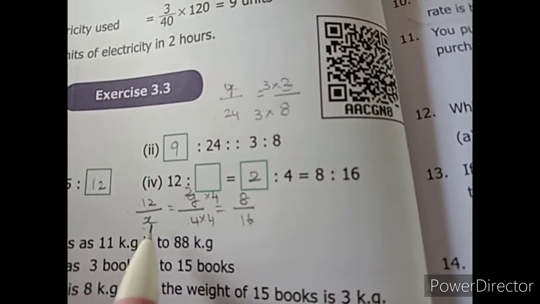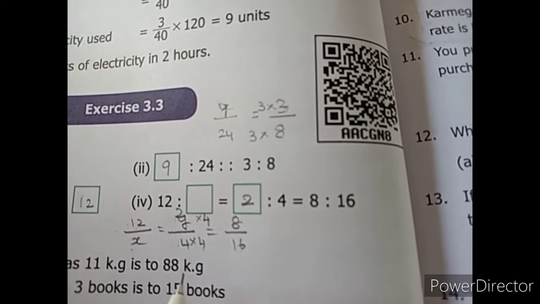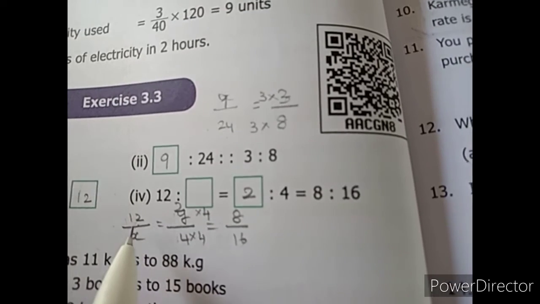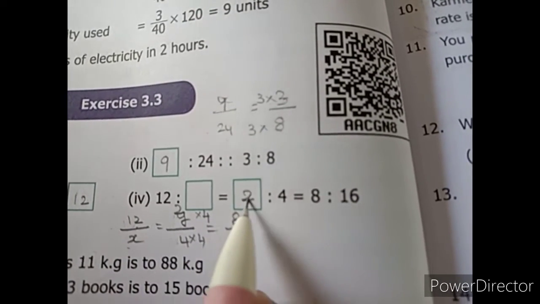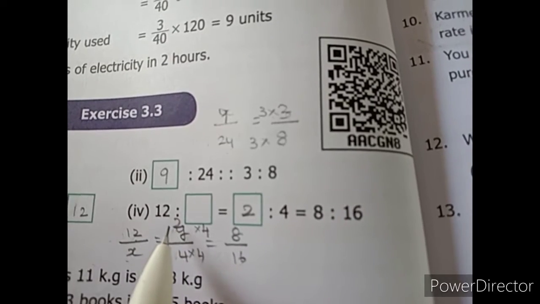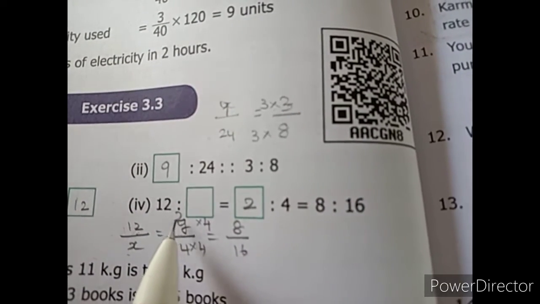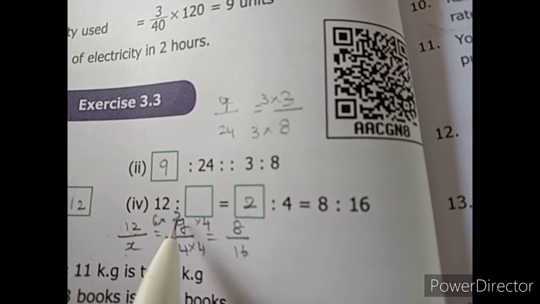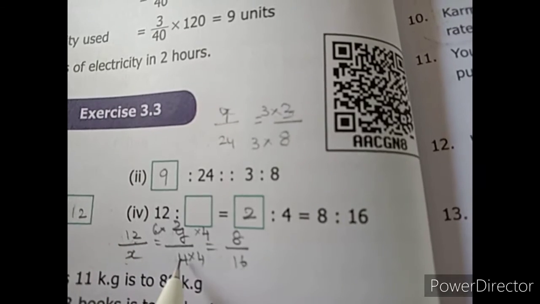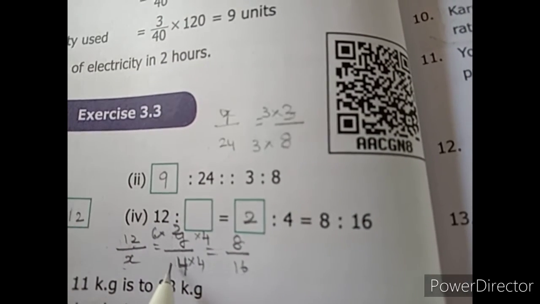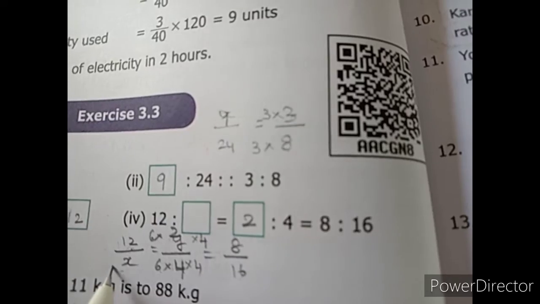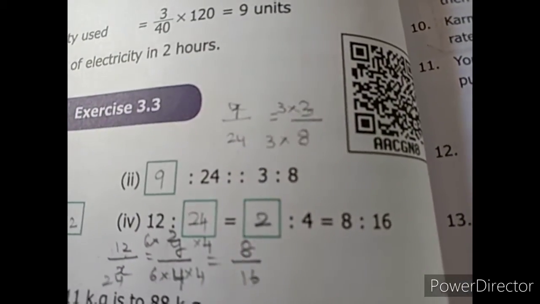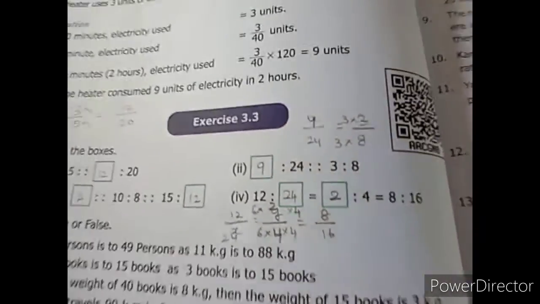Got it? We'll go with this one now. See here, we know 4 here. So here it is given as 12. So we know the value of y is 12. So to get 12, what should be multiplied with 2? It is 6. So 2 6s are 12. We know the value of this one is 4 into 6. 4 6s are 24. So the answer here is 24. Okay. Next we'll go with the next question.